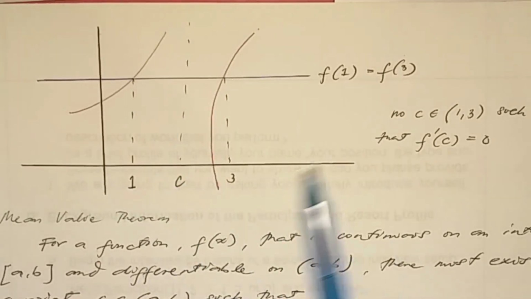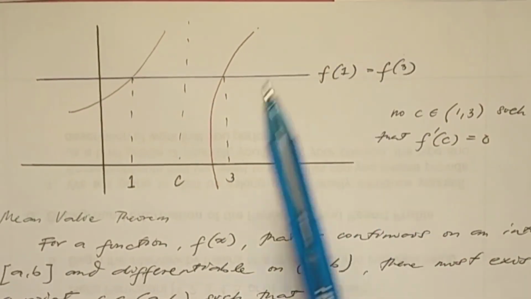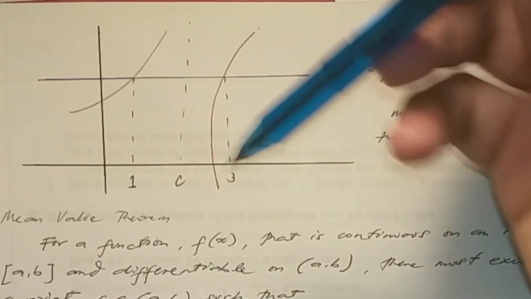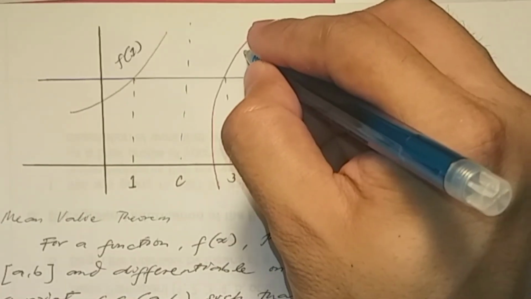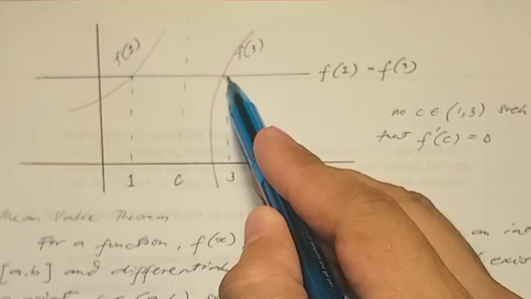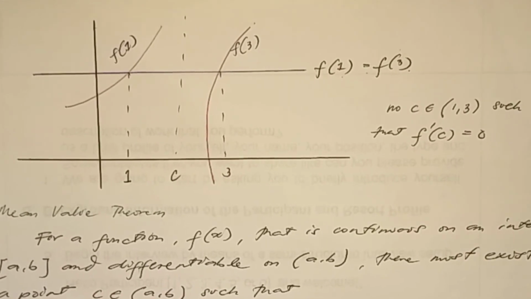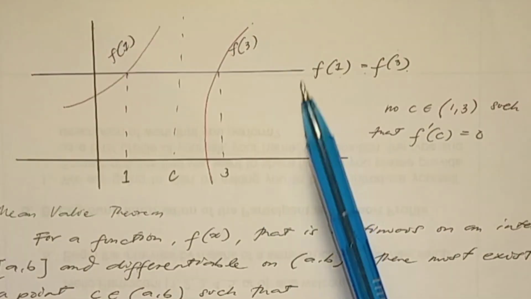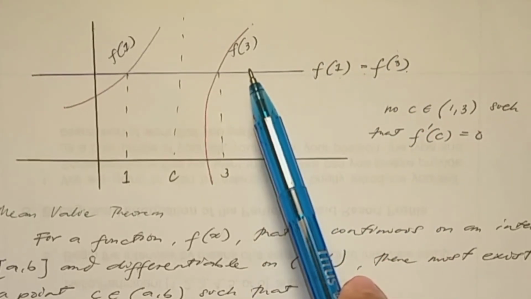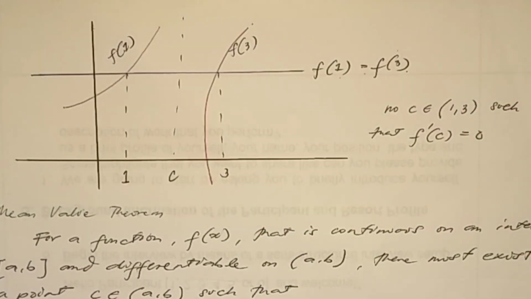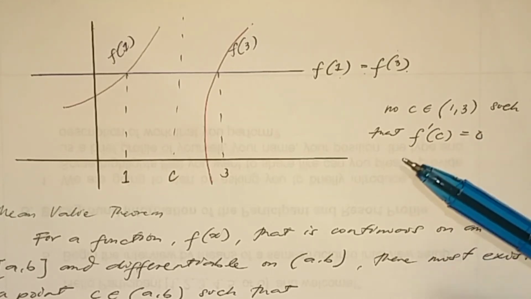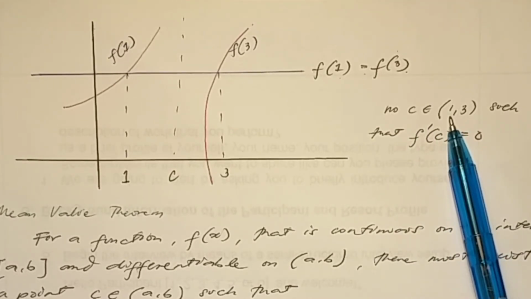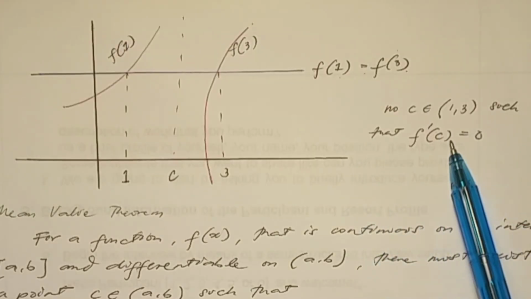Consider this graph, another graph. We notice that the point here is the same as the point here. So I indicate here f of 1. So this is f of 1. And then this is f of 3. So f of 1 is equal to f of 3. But we notice that it is not continuous. So the red line here is the graph of the function. So it satisfies f of 1 equal to f of 3, but we notice that it is not continuous. It doesn't satisfy Rolle's theorem. So we can conclude that there is no value C in the interval 1 to 3 such that f prime of C is equal to 0.